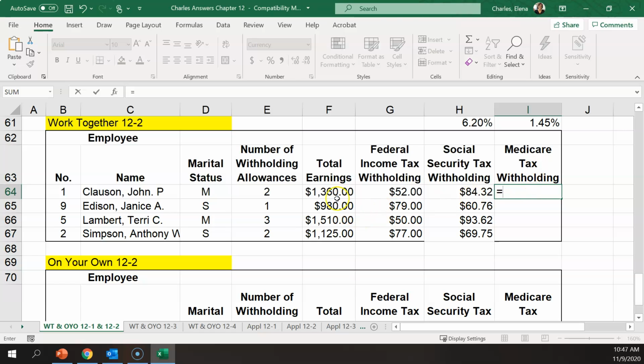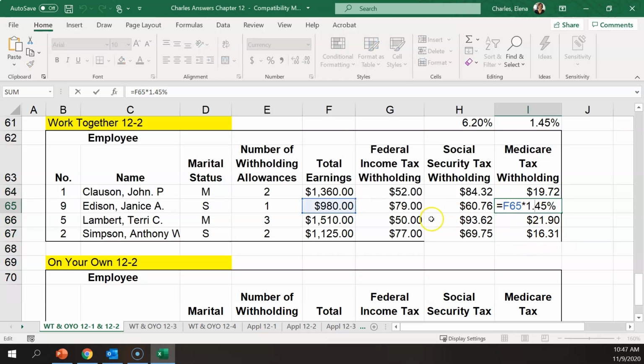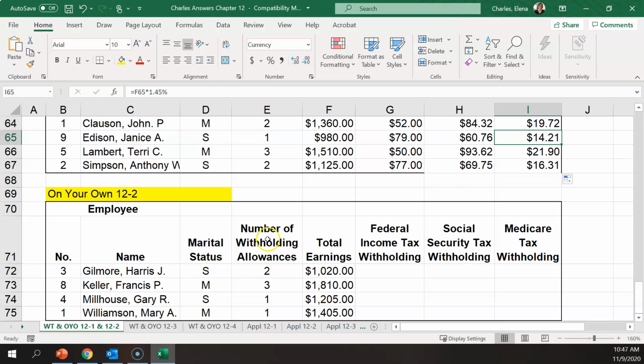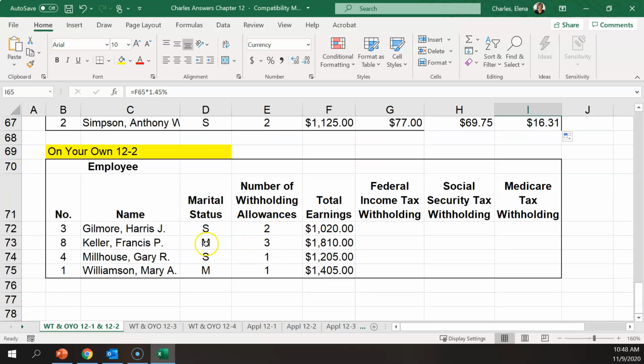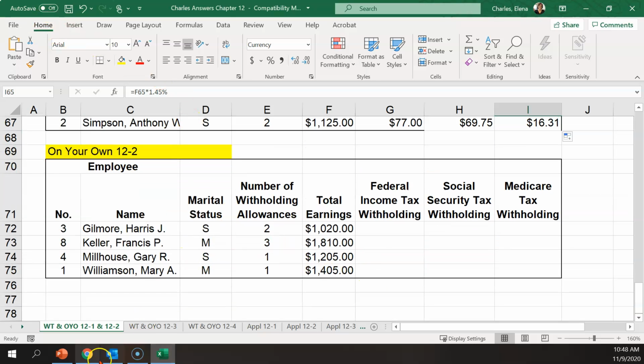To figure out your Medicare tax, take your total earnings and then multiply that by 1.45%. And then you can fill down using the fill handle. That will insert the correct formula. And sometimes I just like to point and click to make sure that it did reference that amount. Okay, so that is 12-2. We have figured out that information. Now I want you to go and complete 12-2 on your own. Good luck.